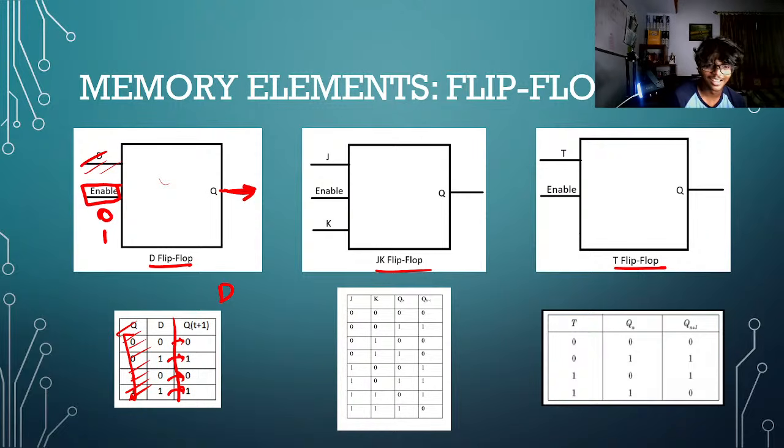Sorry about that. Do you want me to explain it again? I'll go over it quickly. See, whatever D is, it becomes the next Q. It doesn't matter what the previous Q is. How exactly does the flip-flop hold the data when enable tells it to stop receiving inputs?